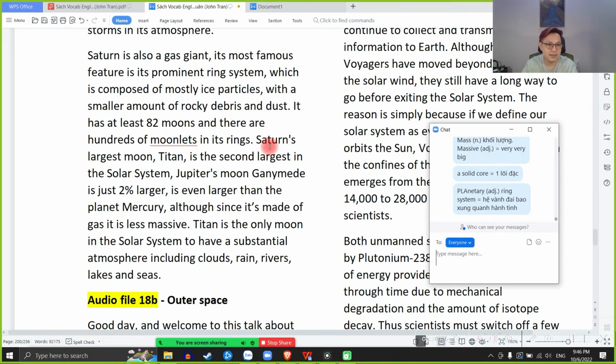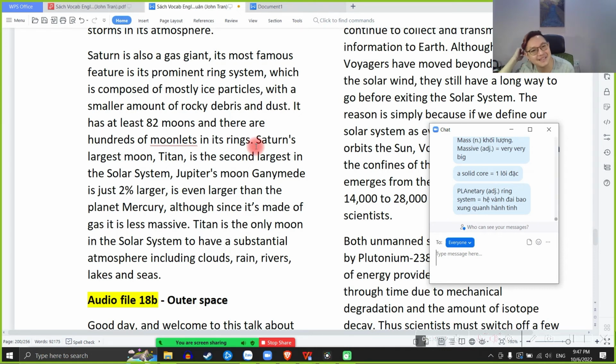It has at least 82 moons, and there are hundreds of moonlets in its rings. Saturn's largest moon, Titan, is the second largest in the solar system.